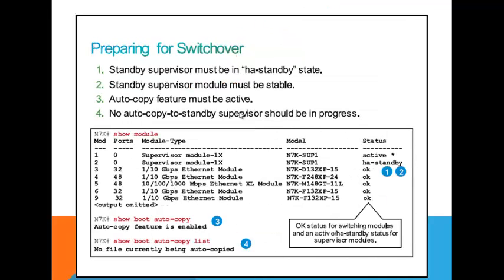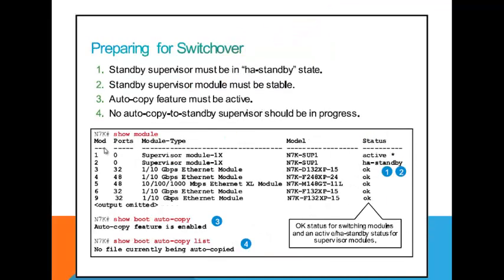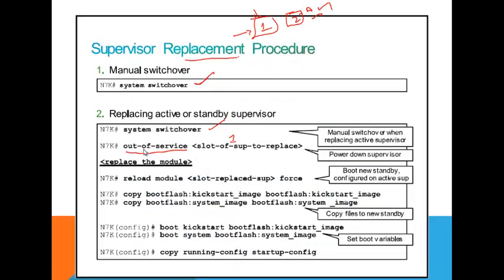First we saw how to do switchover. Once the switchover has happened, if you want to replace the supervisor module, wait till the switchover happens. Once the switchover is done, we cannot simply take it out. We should shut down properly. If the supervisor is in slot 1, in the previous diagram it is in module 1, so I say out of service 1. When I say that, it is the proper shutting down. That's how we power down the supervisor, by giving this command. Out of service 1. And then we replace the module.